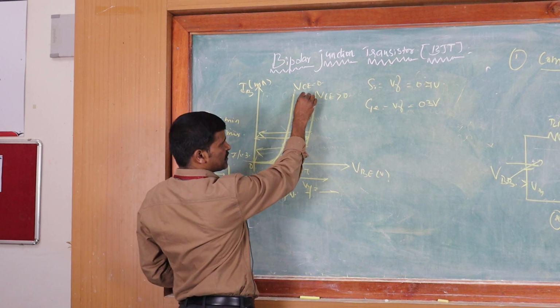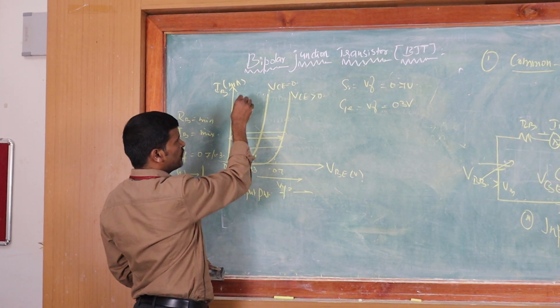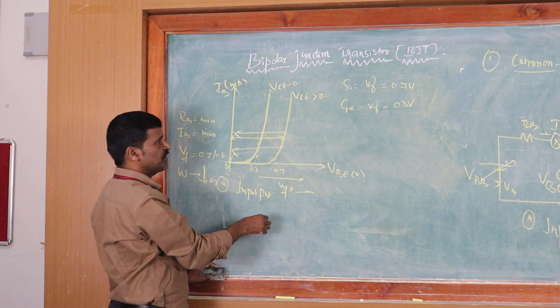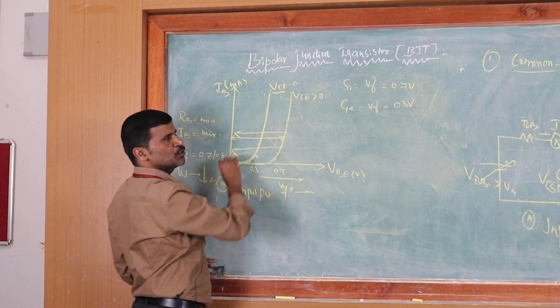So the first step, in order to determine the input characteristics of the CE transistor configuration, is that we first need to set VCE equal to 0.